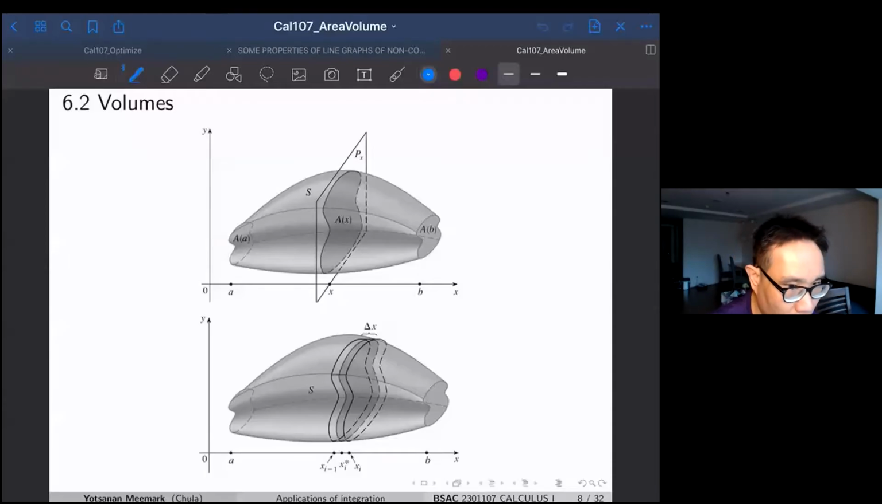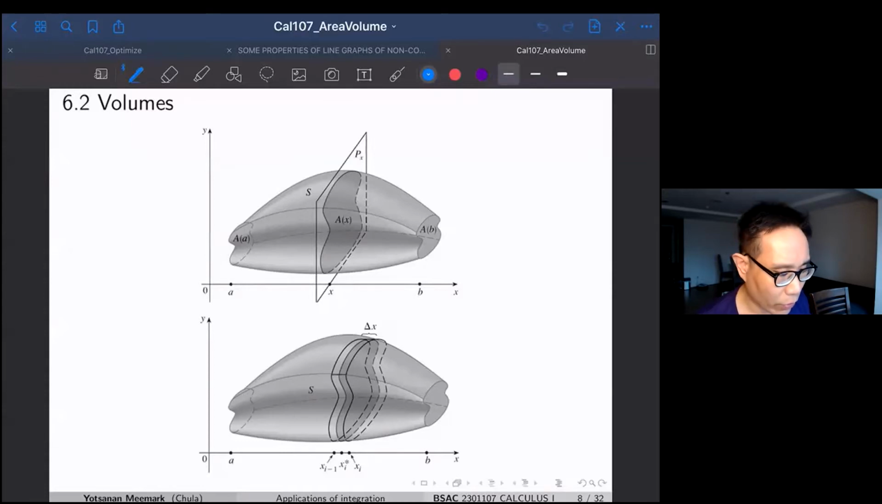In this video, we're going to talk about the volume of a solid. We used integration to find the area between two curves before. Now we're going to use the same idea of integration in order to find volume.